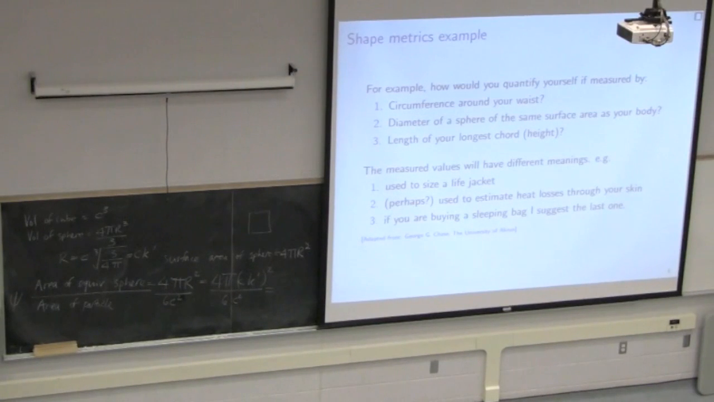You could use each of those diameters or lengths that you computed in different contexts. The first one would be used in the context of sizing clothing or a life jacket. The second one would be used to estimate heat loss through your skin, so you could model the heat loss through your body and then find the appropriate clothing to counteract and minimize that heat loss. The length of the longest chord would be appropriate if you're buying a sleeping bag, or a bed, to make sure the length is long enough. So, an irregularly shaped particle re-expressed in terms of the equivalent diameter of a sphere or of another object.